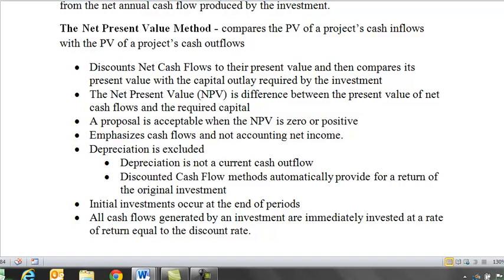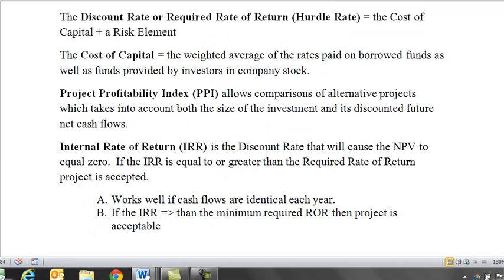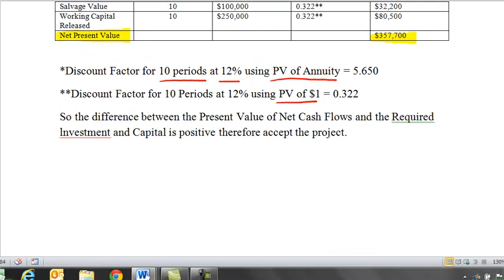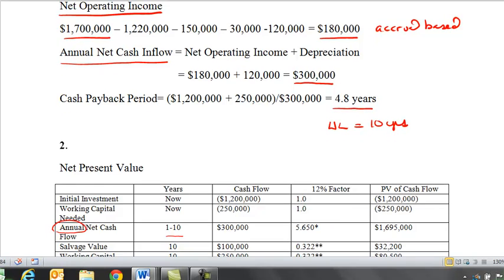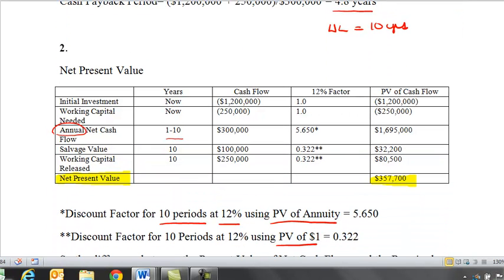And it says discounts net cash flows to their present value and then compares it to the present value with the capital outlay required. What that bullet says is that we're taking the present value, which is a factor of 1, of our capital investments, and comparing it to the discounted cash flow of our cash inflows here. And as long as it is a positive number, we will accept it.